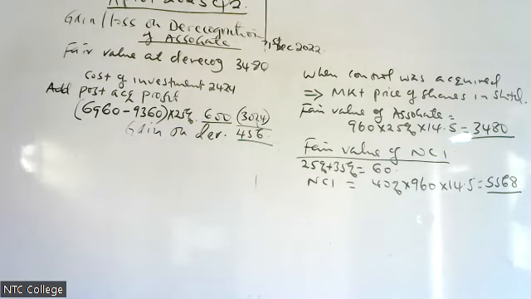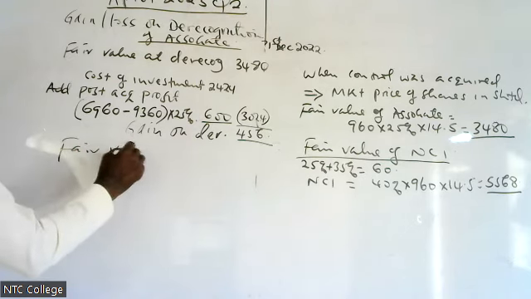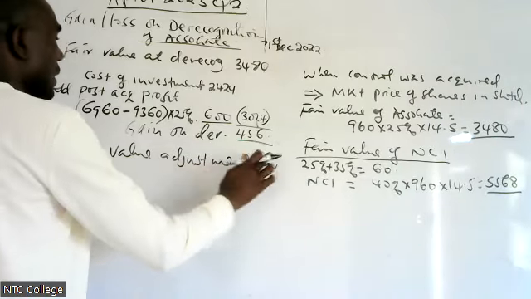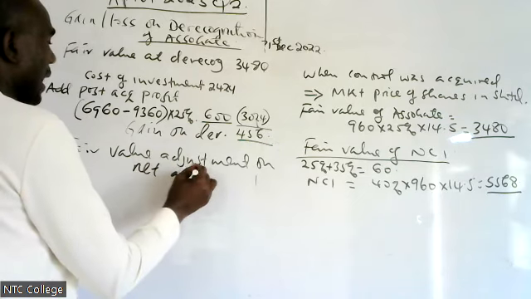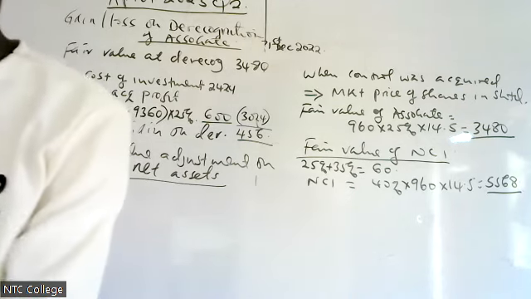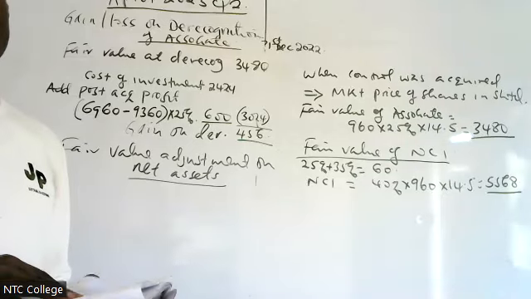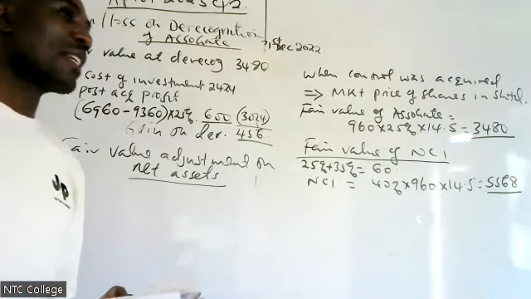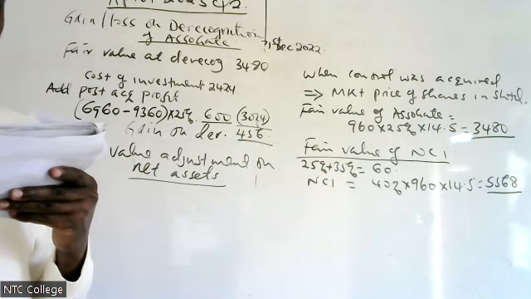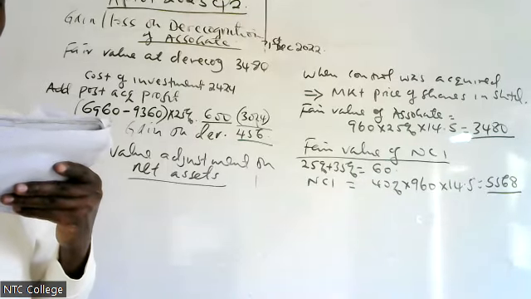Then we also need to check the fair value adjustment on net assets. Remember, the examiner told us that there was a fair value adjustment. When you read note number 4, let's read note number 4 together. It says, the difference between the fair value of the identifiable net assets and liabilities of S Limited and their book value was due to the brands.